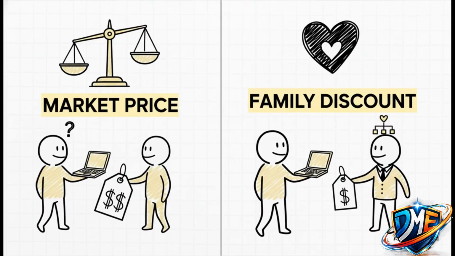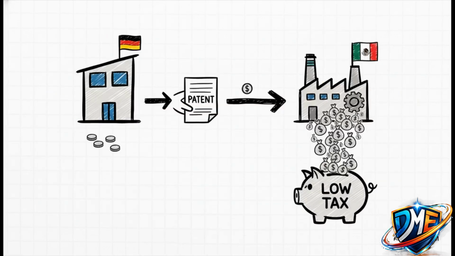To really get this, let's make it super simple. Think about selling your old laptop. If you put it up for sale online, you're going to try to get the fair market price, right? But if your cousin needs a computer for college, you might just sell it to them for way less. A family discount. The price isn't really about the open market, it's about your relationship. And that right there is exactly what countries worry about with these huge multinational corporations.